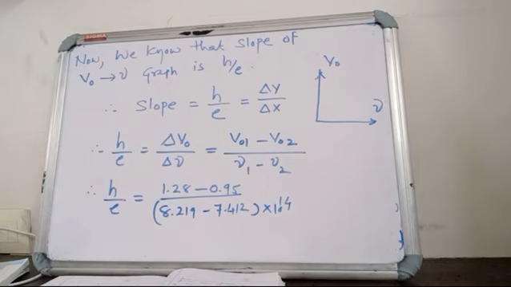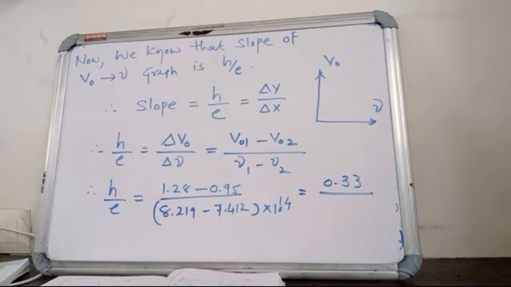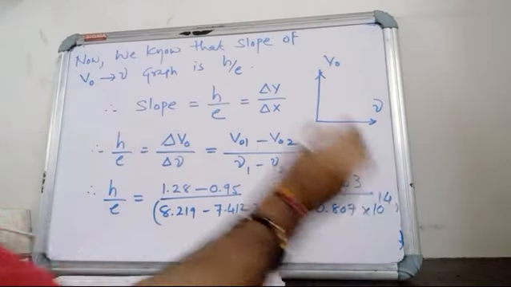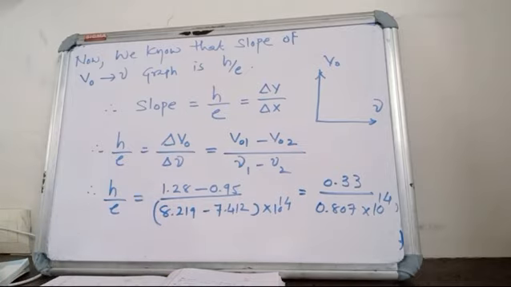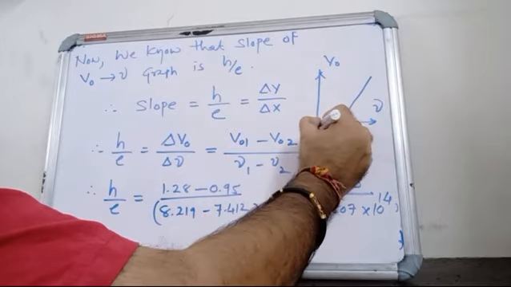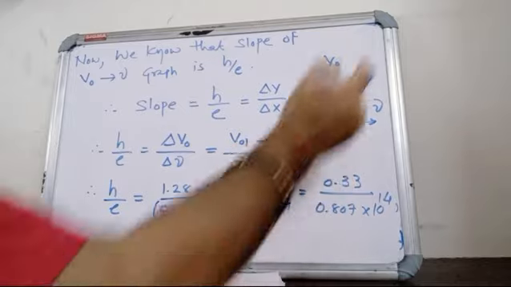Very good. So 1.28 minus 0.95 is equal to 0.33, and 8.219 minus 7.412 is 0.807 into 10 raised to 14, right? Very good. Once again, we plotted that graph, it cuts here, and we called it the threshold frequency, so that is one answer obtained. Now we are finding h.